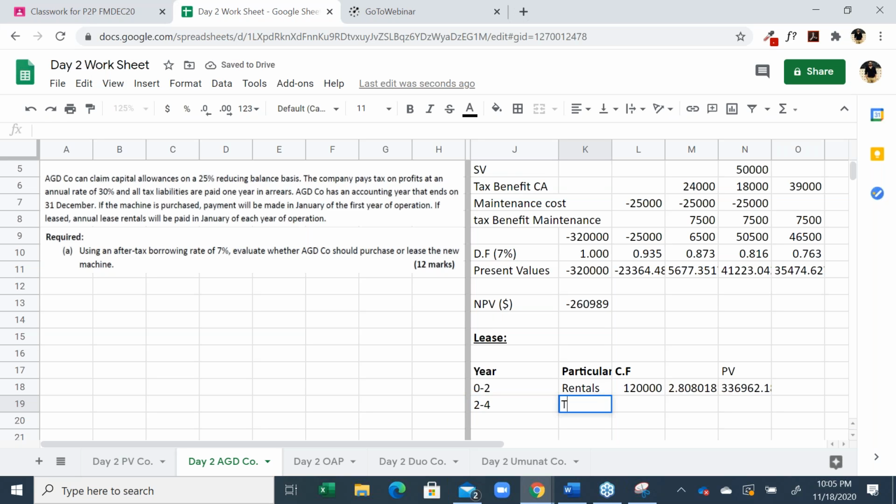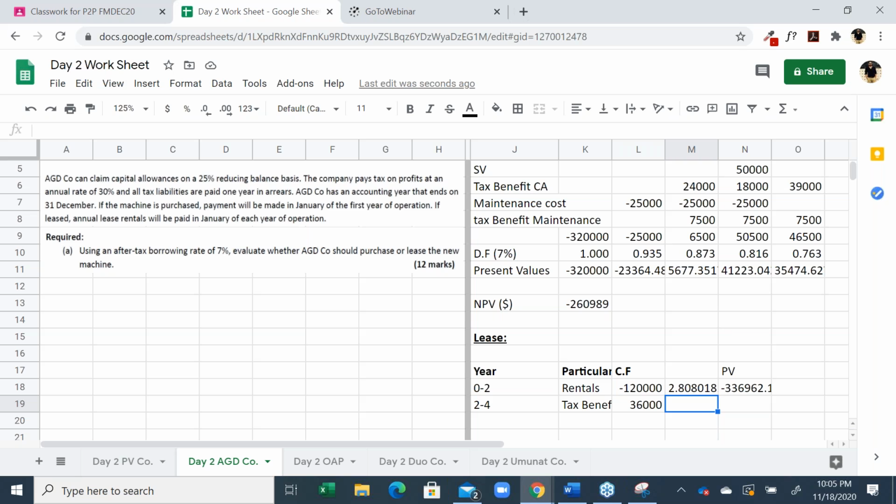And what are we talking about? We are talking about tax benefit on lease rentals, and the tax benefit of lease rental will be 120,000 into 30%. The 120,000 should be shown as a negative figure because it's a cash outflow, whereas the lease tax benefit will be shown as a positive figure as it's a benefit, 36,000. Now what should be the annuity factor?